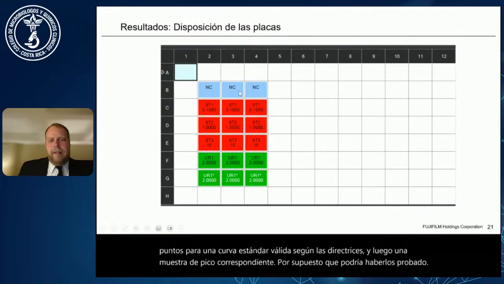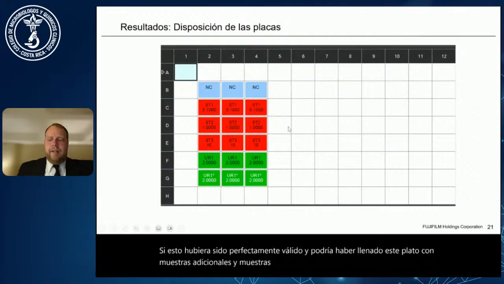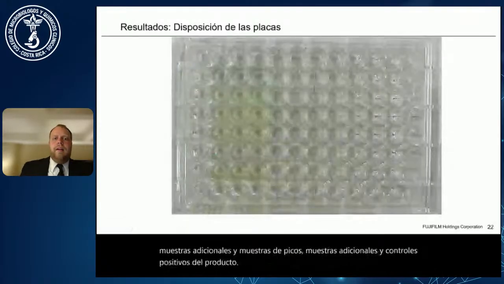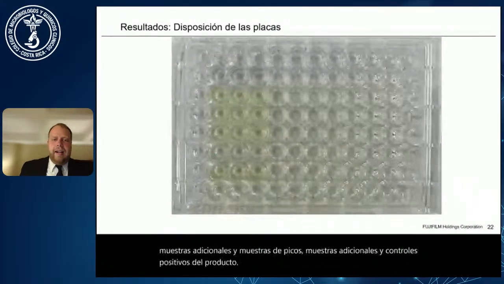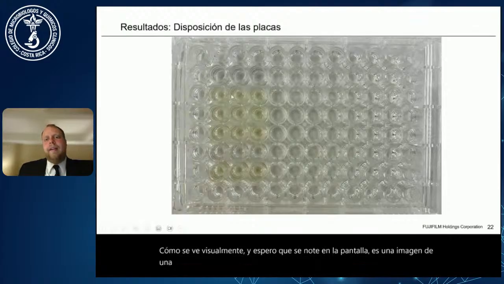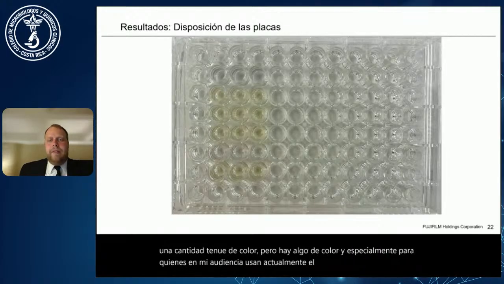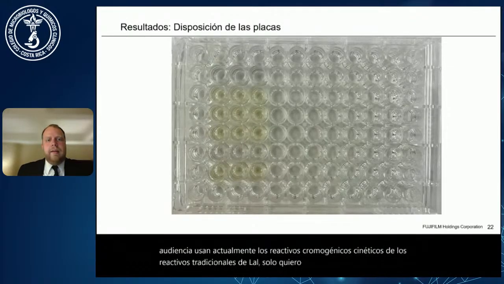This would have been perfectly valid, and I could have filled up this plate with additional samples and spike samples, additional samples and positive product controls. What that visually looks like, and I hope this comes through on the screen, is a picture of a faint amount of color, but there is some color there. And especially for those in my audience who currently use the kinetic chromogenic reagents or the traditional LAL reagents, I just want you to compare the response of those reagents to what we see here.